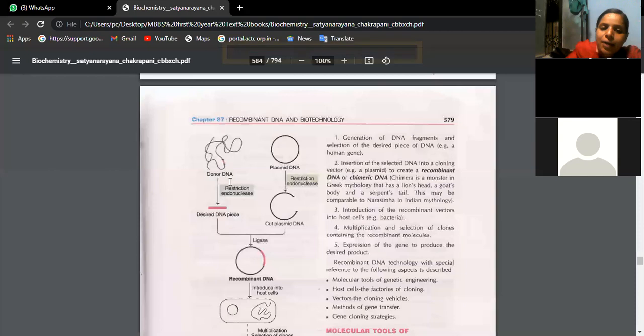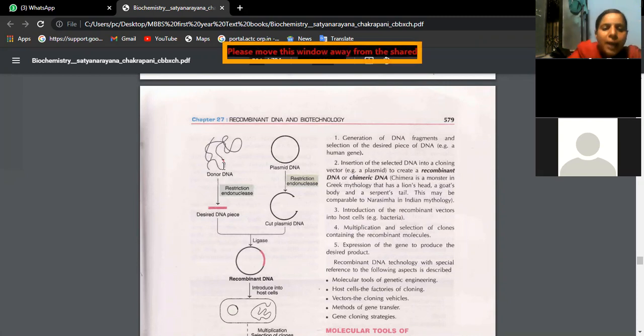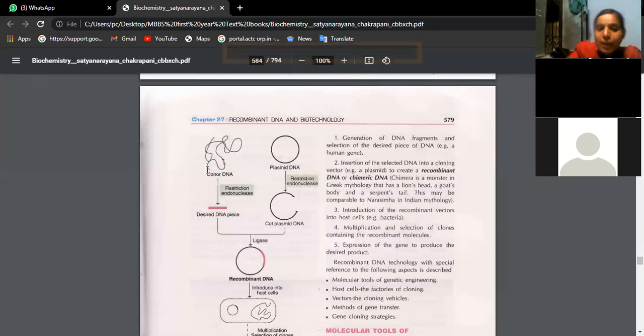So you select a donor DNA, for example a bacterial DNA or animal DNA. Now you cut a fragment of it, for example the part of the DNA which codes for the insulin hormone. In order to cut this DNA fragment from the donor, you use the enzyme restriction endonuclease.